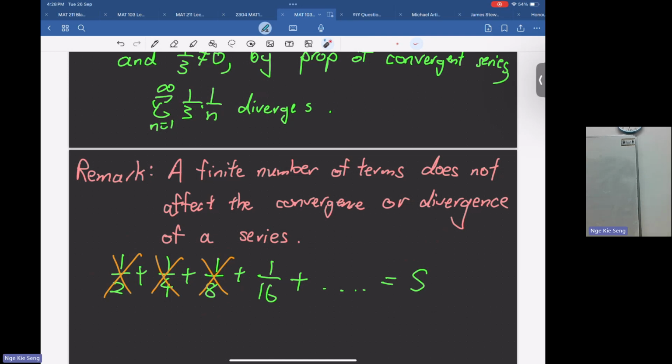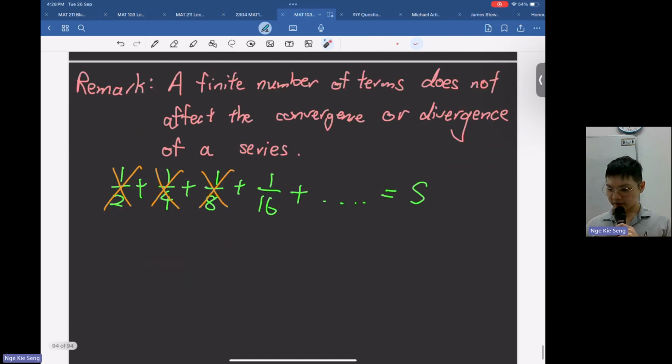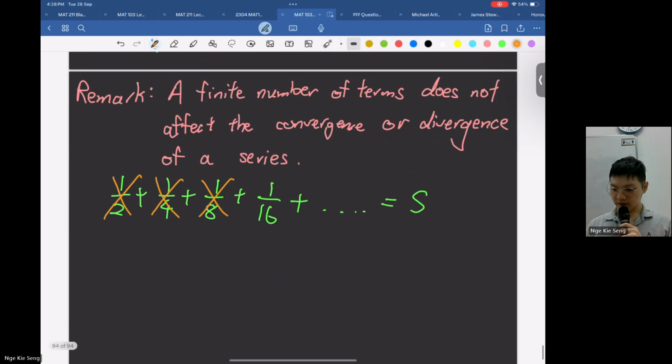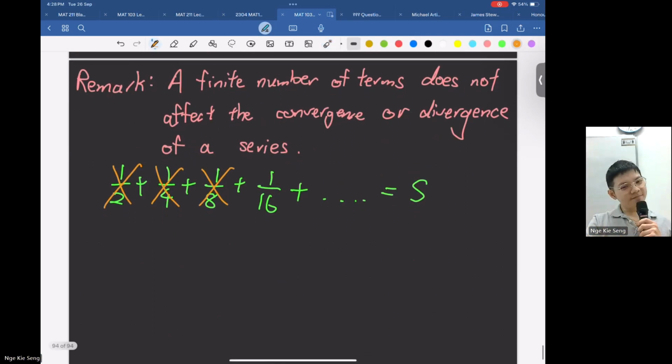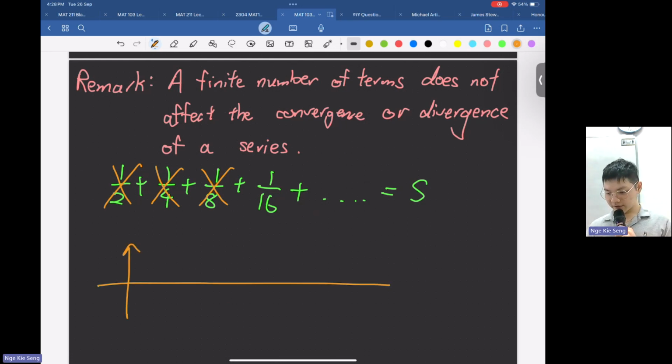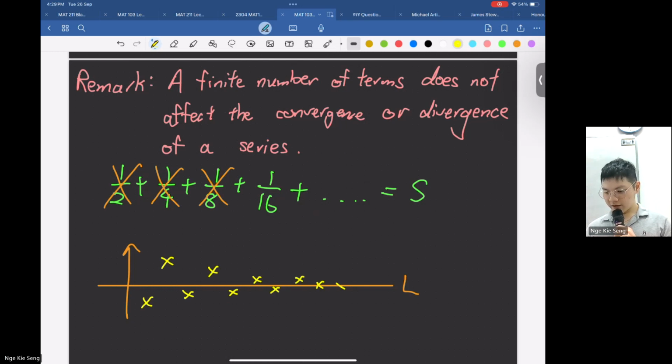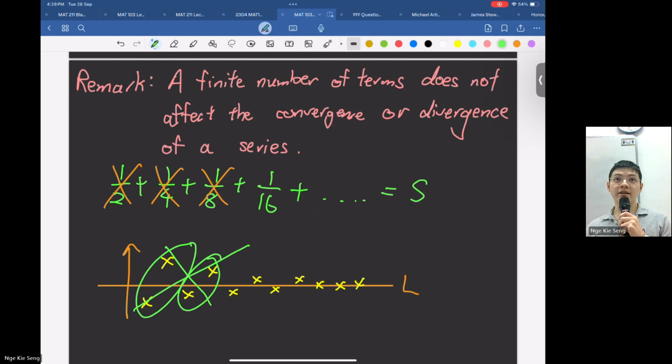In sequences, right? Like what I told Vincent yesterday. Let's say we have a sequence that converges to L. If I remove the first few terms from the sequence, it doesn't affect the convergence of my sequence.